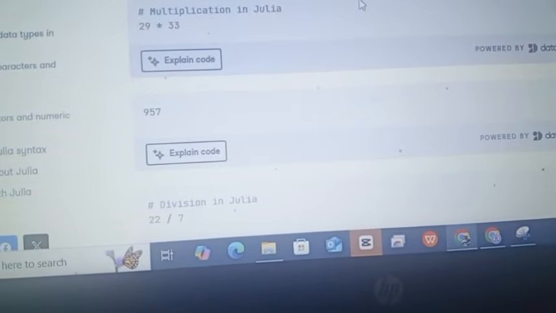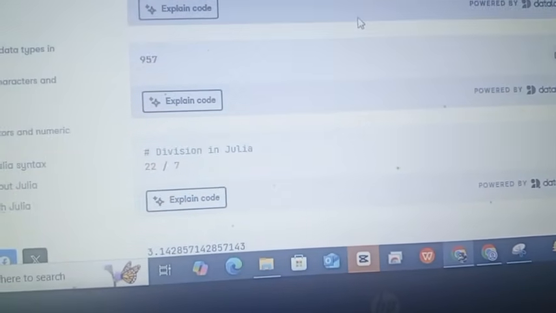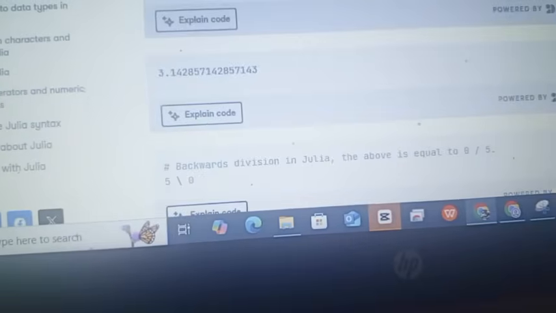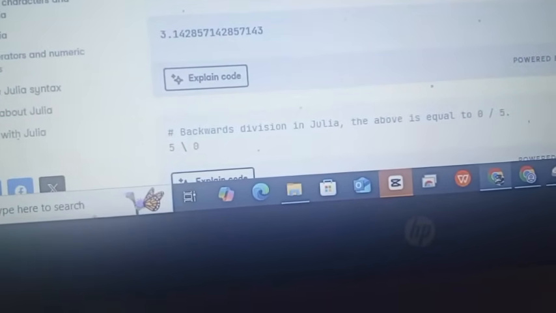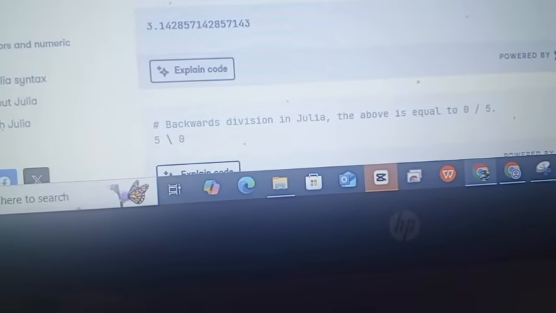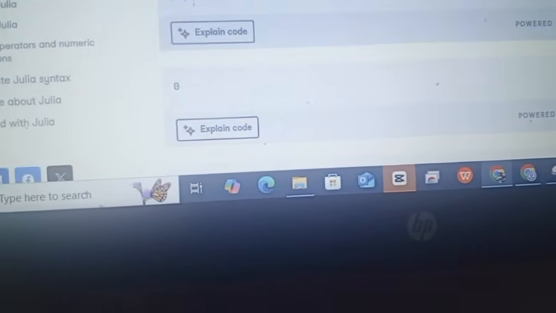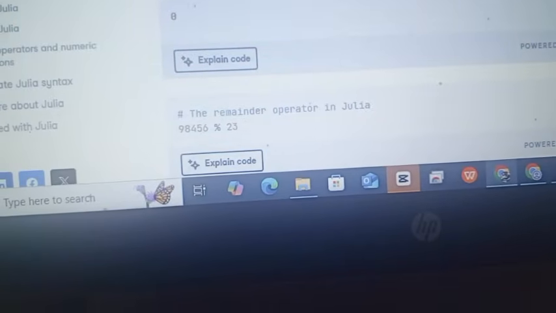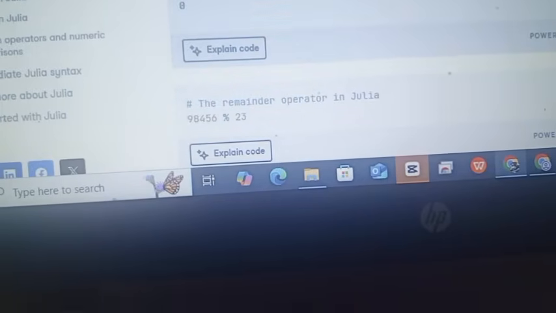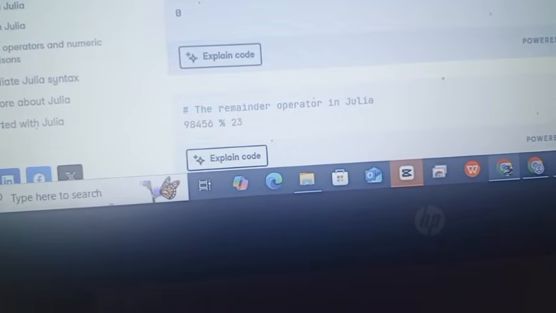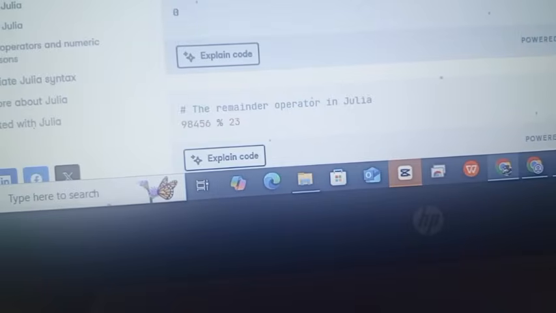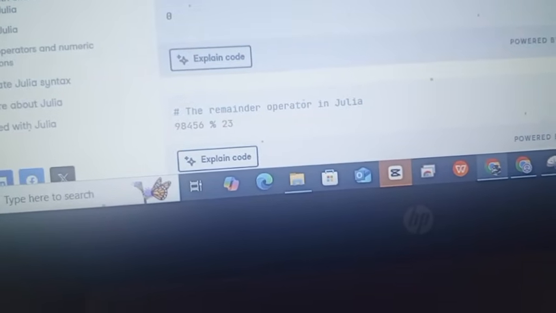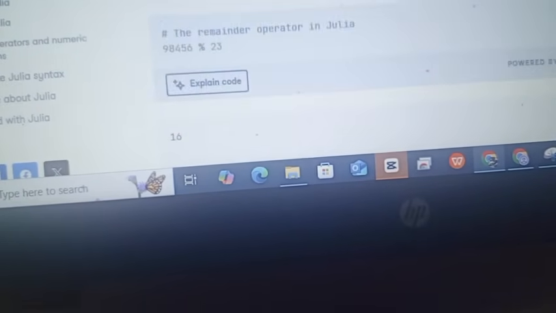Division in Julia: 22 divided by 7 is 3.142857. Hash, backwards division in Julia. The above is equal to 0.2, and 5 backslash 0 is equal to 0. Hash, the remainder operator in Julia: 98456 percent 23 is equal to 16.